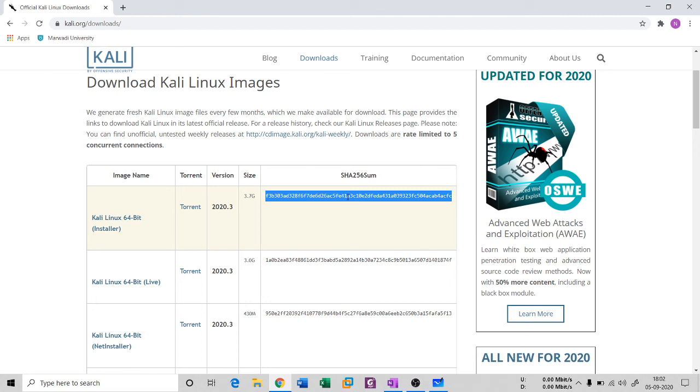If this hash and your hash are the same, then this Kali Linux is okay. If your hash and this hash are not equal, then this Kali Linux is not a legitimate program. Okay, so this is the thing that generally people do. I hope you can understand somehow. I can give you a nice example here.